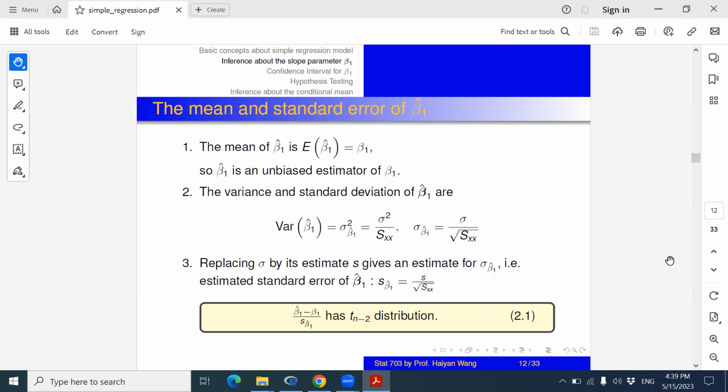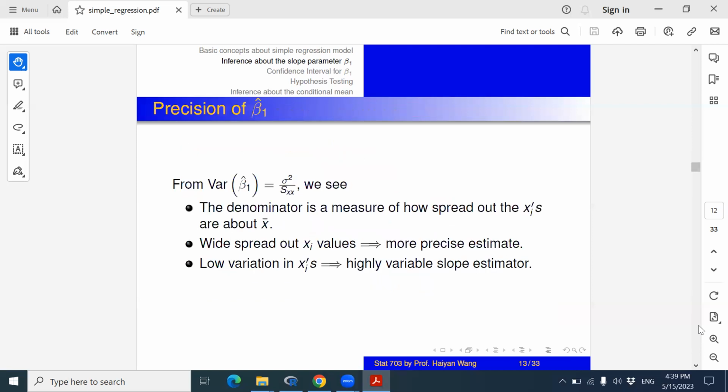Recall that beta 1's estimate, the least square estimate beta 1 hat, has a normal distribution, and if we use beta 1 hat minus beta 1 divided by the standard error, it has a t-distribution with n-2 degrees of freedom. This distribution will be used for us to consider hypothesis test and also confidence interval.